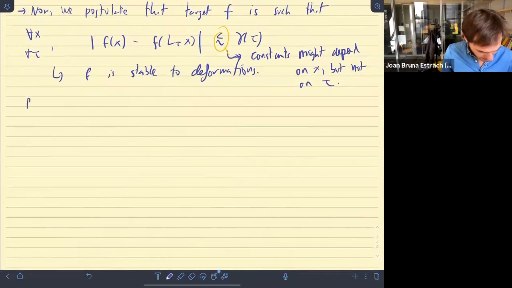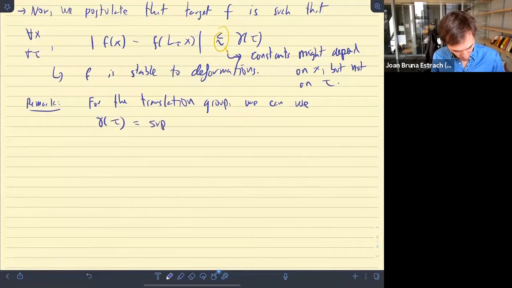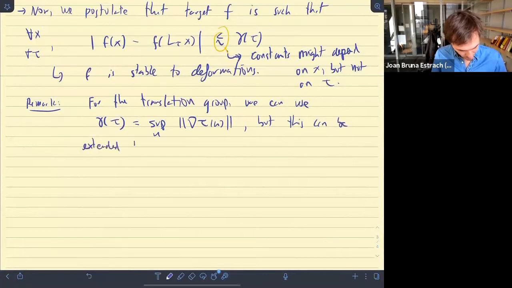So let me just add a remark. We defined this for the translation group. We can use this deformation cost that, as I said before, is the sup over u of the gradient of tau of u. But this can be extended to other groups as well. For example, the rigid motion group.